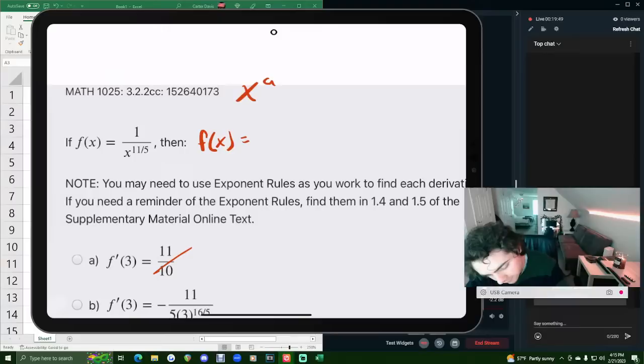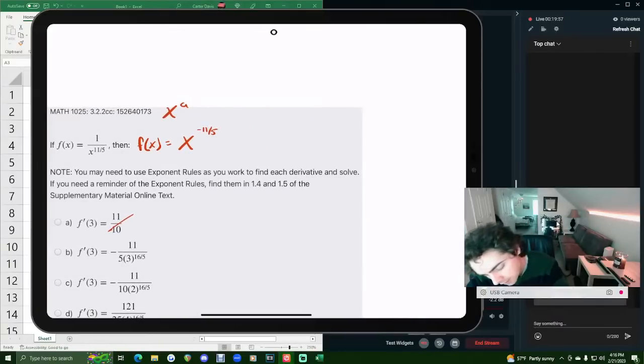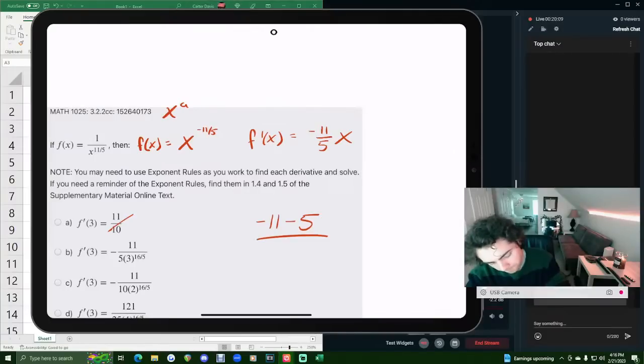1/x to the 11/5 is equivalent to x to the -11/5. So we bring that term out of the denominator and make its exponent negative. That allows us to take its derivative. f prime, by bringing out negative 11 fifths, leaving the x, and doing our trick to subtract 1 from the fraction. So negative 11 fifths, we do negative 11 minus 5, and we keep it over 5. So that is negative 16 fifths.